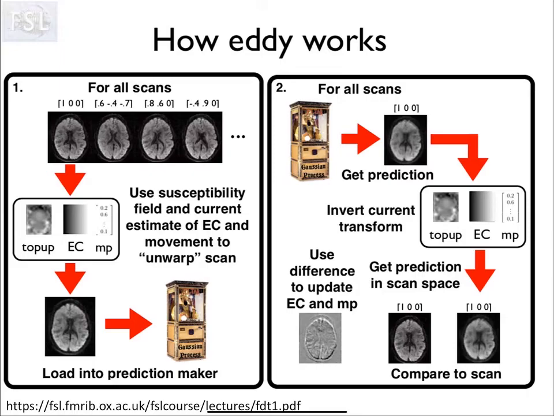How does eddy work? Well, it's really beyond the scope of this course to talk about how eddy works, but the idea is basically it has an estimate of the eddy currents. It estimates what it thinks the problem is, and then it uses that estimate to predict what the images should look like. It compares them to what was actually measured, and then it updates the estimate. And so once again, it's iteratively trying to figure out what it thinks happened and then trying to correct for that. And it keeps going until the prediction and what's actually measured are the same. Once it has that prediction, then it can use that to correct the image.